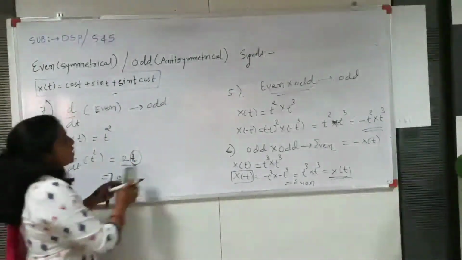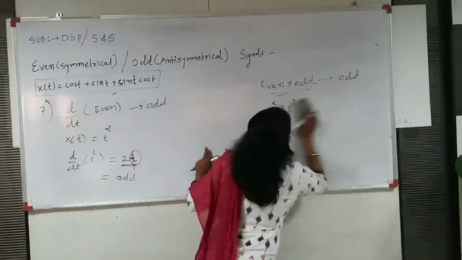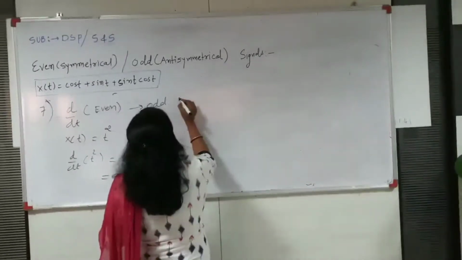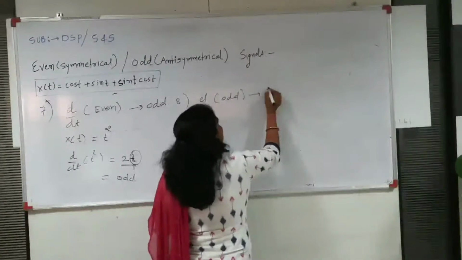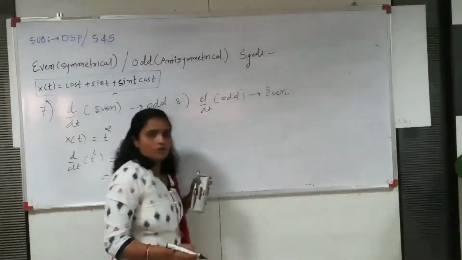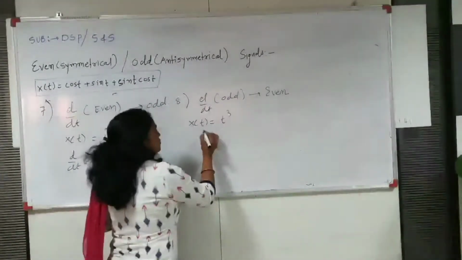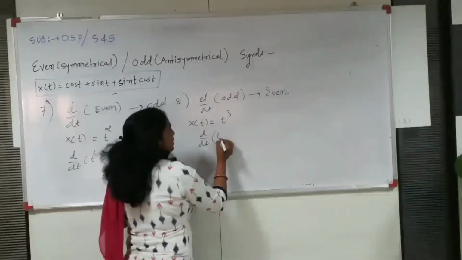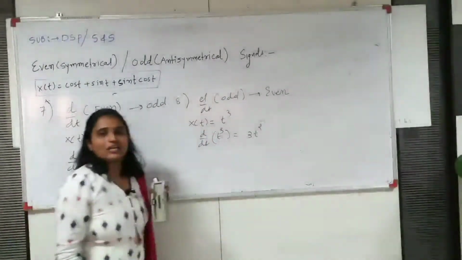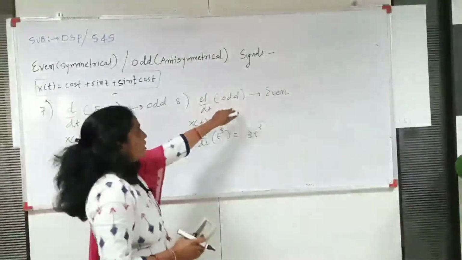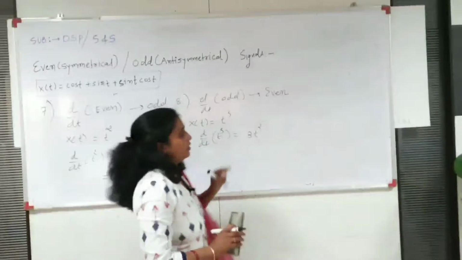In the same way, the eighth property: the derivative of an odd component is an even signal. In the same way we can check x of t is t cube. So d by dt of t cube is 3t square. The t square is an even signal. So the derivative of an odd signal is always an even signal.